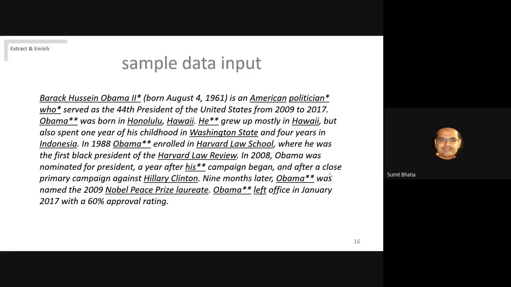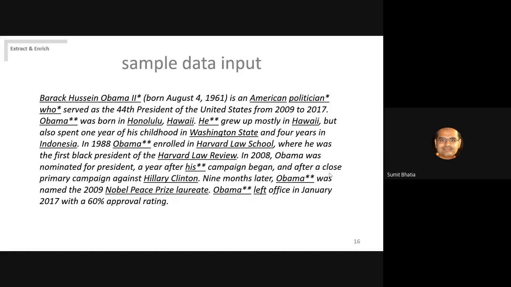Now in the next sentence, the system figures out Obama. Obama was born in Honolulu. In the next sentence, he grew up mostly in Hawaii. So here he has this double star. So here the system is indicating that he in this sentence is actually the same entity identified as Obama in the previous sentence. Okay. So this is your typical problem of co-reference resolution, right?